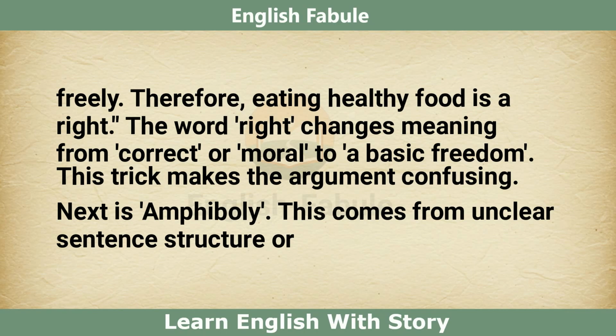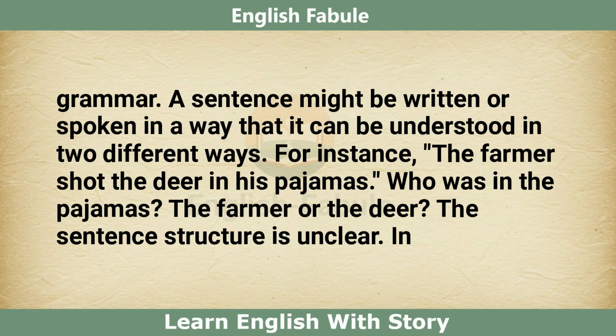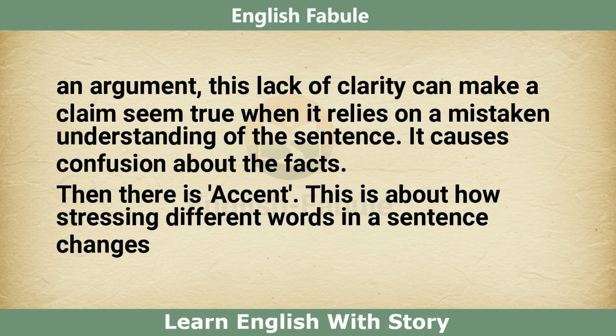Next is ambiguity. This comes from unclear sentence structure or grammar. A sentence might be written or spoken in a way that it can be understood in two different ways. For instance, the farmer shot the deer in his pajamas. Who was in the pajamas? The farmer or the deer? The sentence structure is unclear. In an argument, this lack of clarity can make a claim seem true when it relies on a mistaken understanding of the sentence. It causes confusion about the facts.